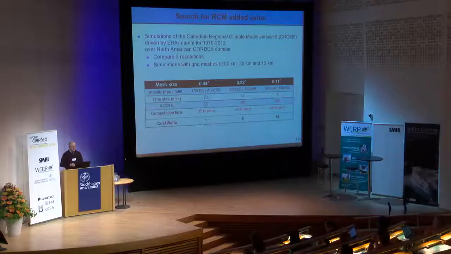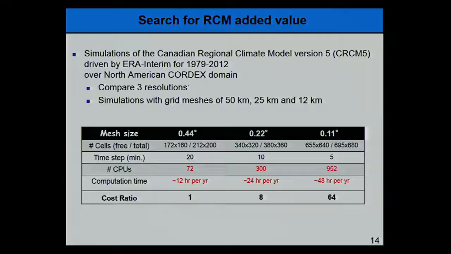So in the last part of my talk, I'll be showing a comparison of simulations that are driven by reanalyses at three resolutions, which are nominally 0.44, which I'll call 50 kilometer to make it simple, 0.22 degrees, which I call 25 kilometer, and 0.11, which I call 12 kilometer. And of course, as we know, the cost increases tremendously if you keep the domain the same. When you increase resolution, it goes like the cube. So the time step has to be reduced, and there are more grid points. So the cost ratio, as you see here, goes to 64 times the cost of running a coarser resolution.